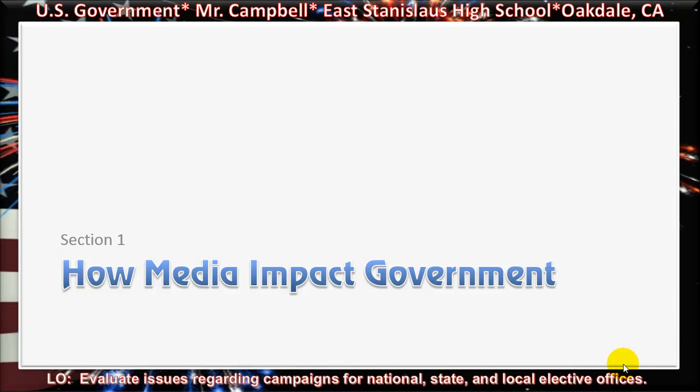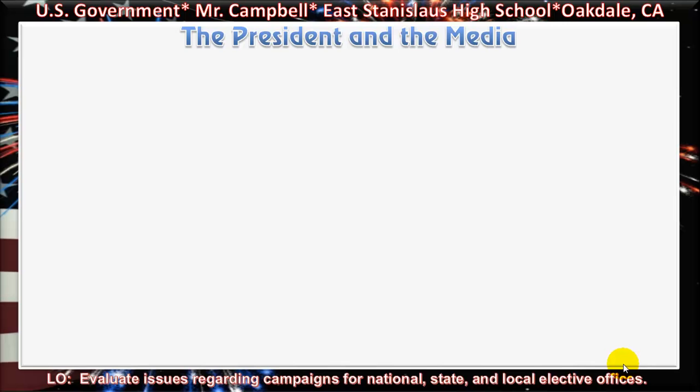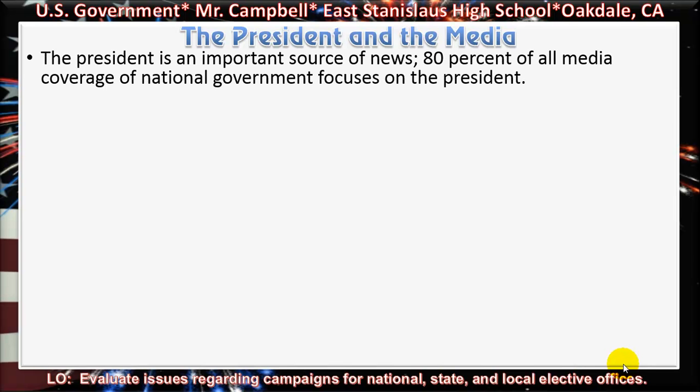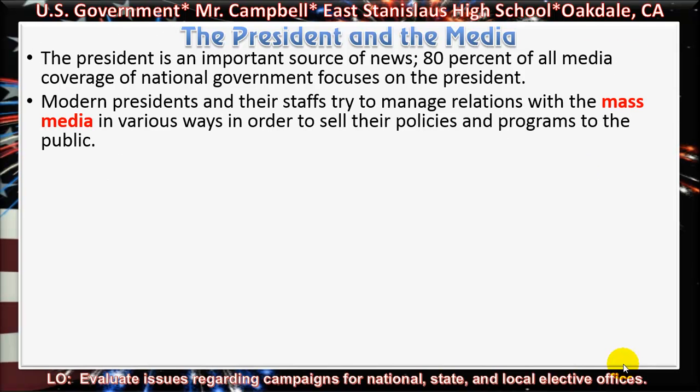Section 1, how media impact government. The President and the media. The President is an important source of news. 80% of all media coverage of the national government focuses on the president. Modern presidents and their staffs try to manage relations with the mass media in various ways in order to sell their policies and programs to the public.